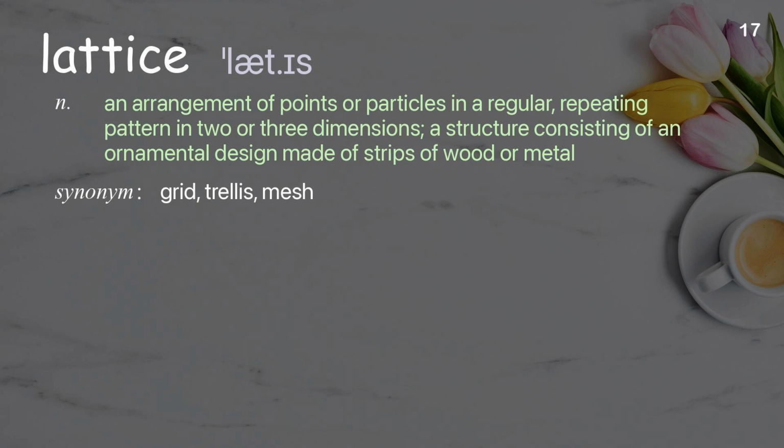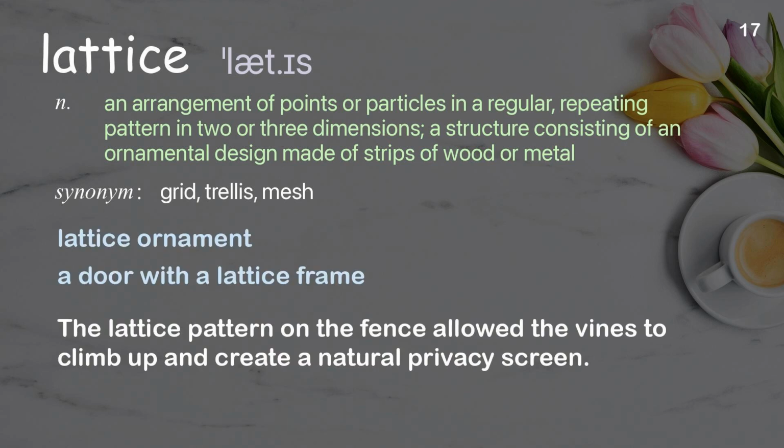Lattice. An arrangement of points or particles in a regular, repeating pattern in two or three dimensions; a structure consisting of an ornamental design made of strips of wood or metal. Examples: lattice ornament, a door with a lattice frame. The lattice pattern on the fence allowed the vines to climb up and create a natural privacy screen.